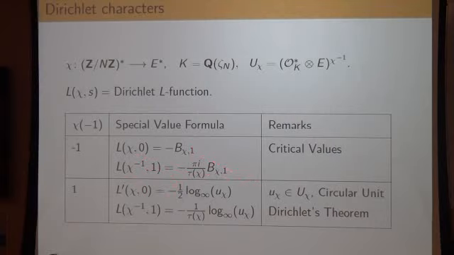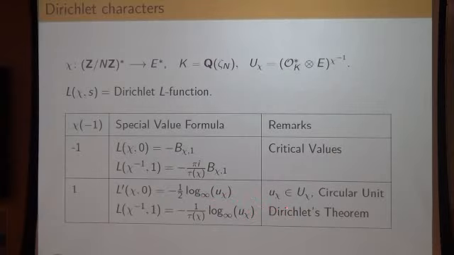So here's the special value formula for an odd character. I think I said even. For an odd character, where chi of -1 is -1, the values there are critical. Then for an even character, they're non-critical, and that's when you get regulators showing up.